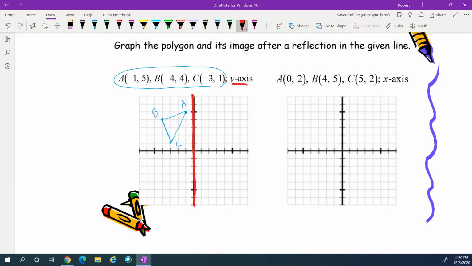Now, again, imagine taking this graph and just flipping it over that red line, the y-axis. Well, A was 1 to the left, so A prime is 1 to the right.